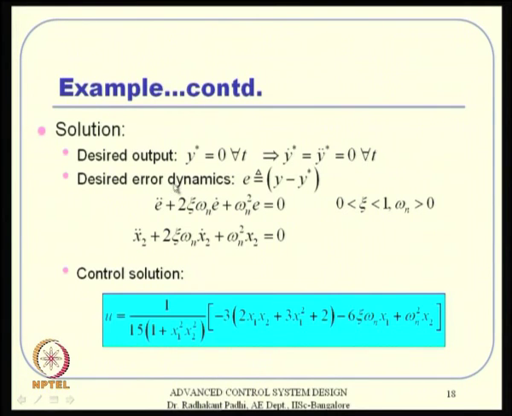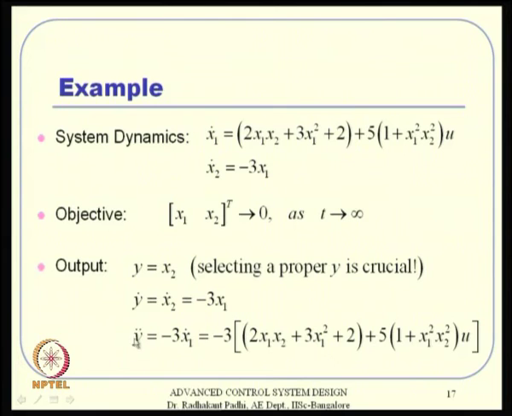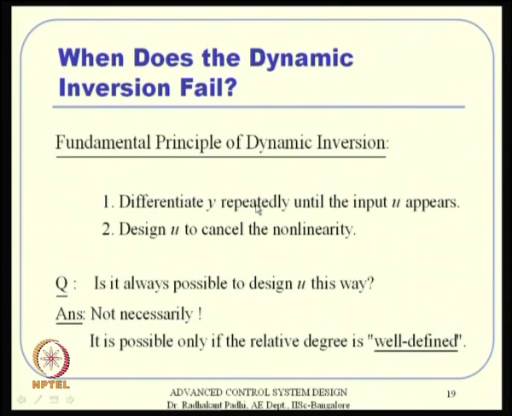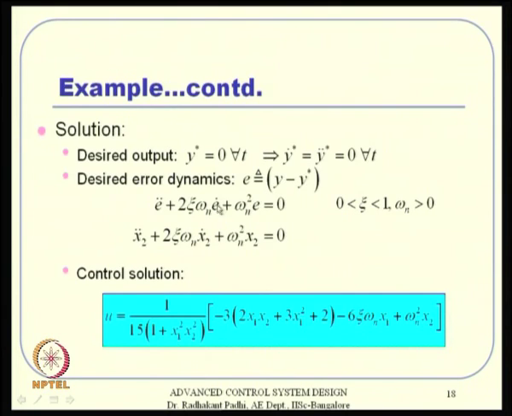Because y double dot contains control, we have to select a second order error dynamics, and then enforce this dynamics. Now, what is the beauty of this dynamics? Not only E goes to 0, but E dot also goes to 0. Second order dynamics, E goes to 0, E dot also goes to 0 simultaneously, as t goes to infinity of course.